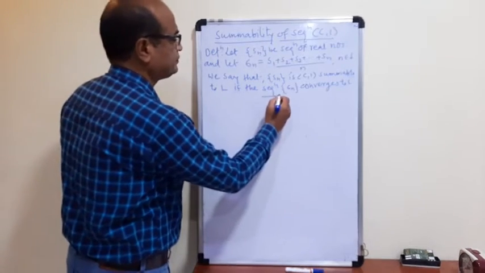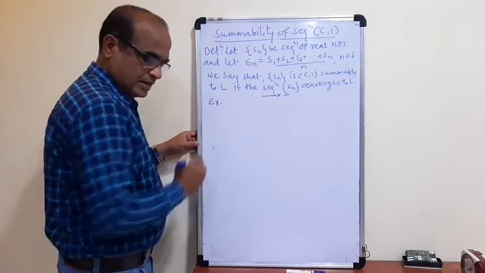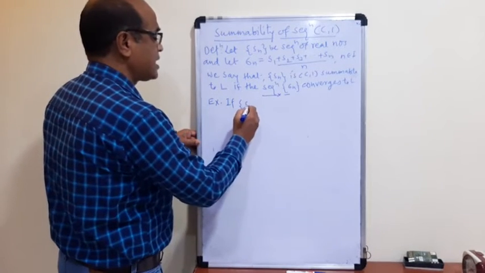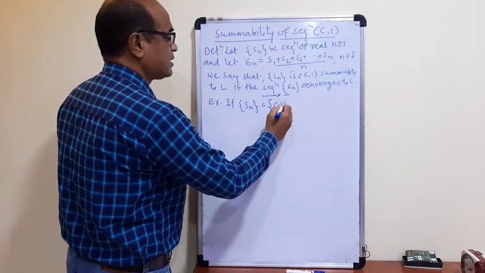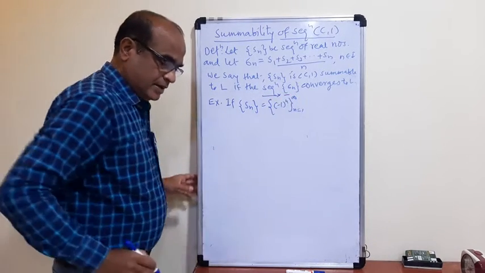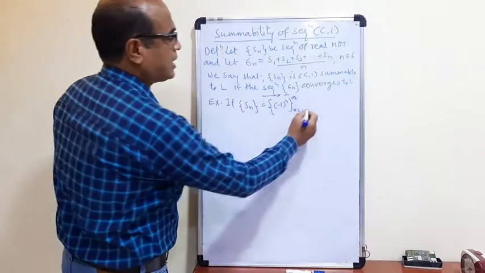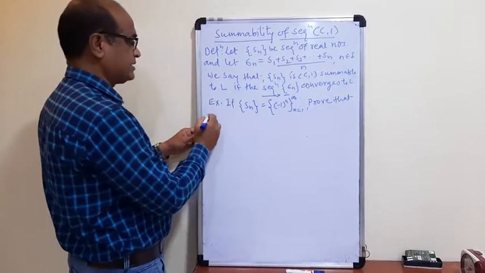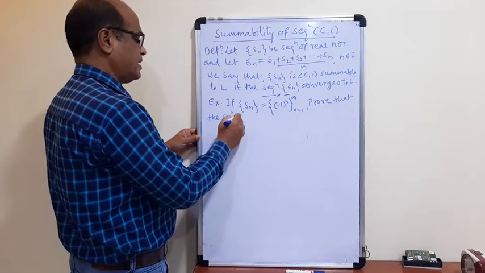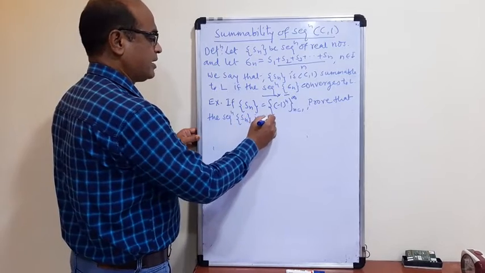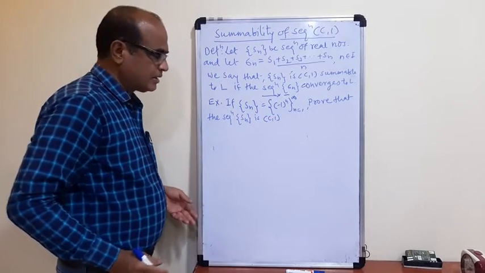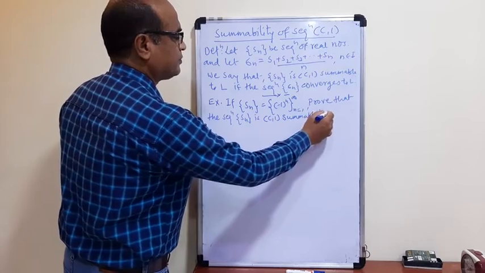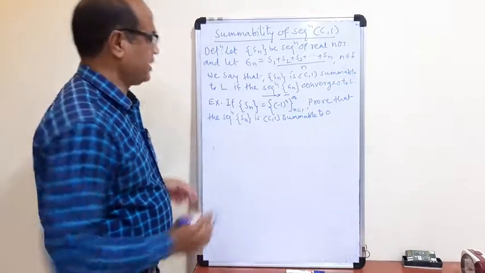Example: if Sn is equal to minus 1 raised to n, n from 1 to infinity, with the sequence given here, prove that the sequence Sn is C1 summable, or C1 summable to 0. It means the limit is 0 here.